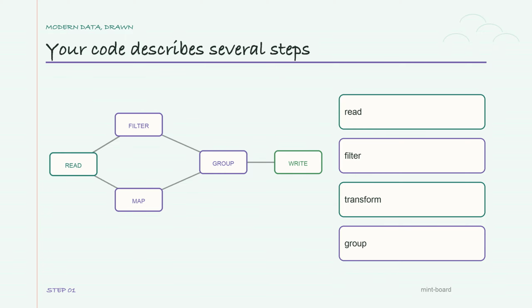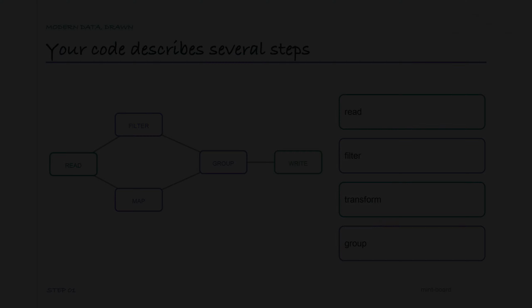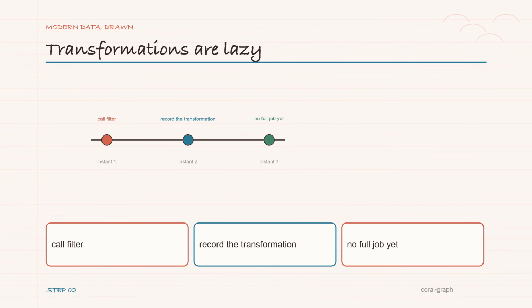Read the drawing from one idea to the next. Read, then filter, then transform, then group. You do not need to memorize every implementation detail yet. Focus on what moves, what stays fixed, and why the system does less unnecessary work.